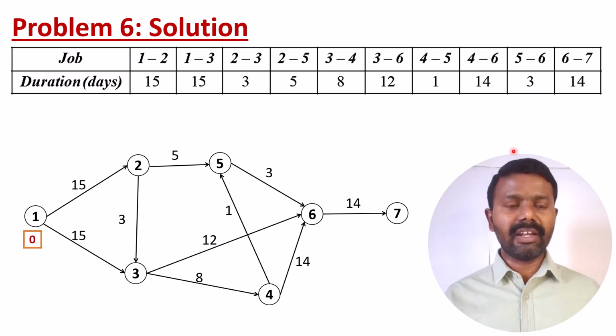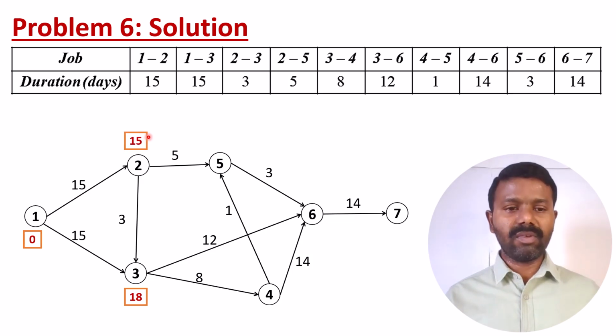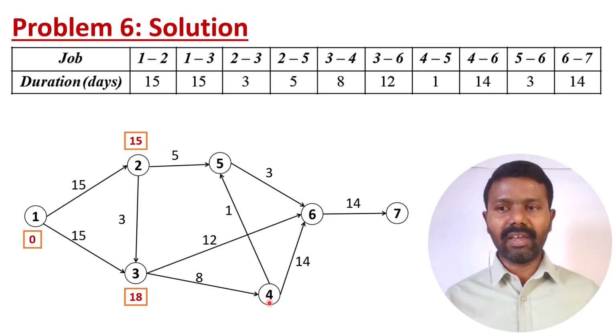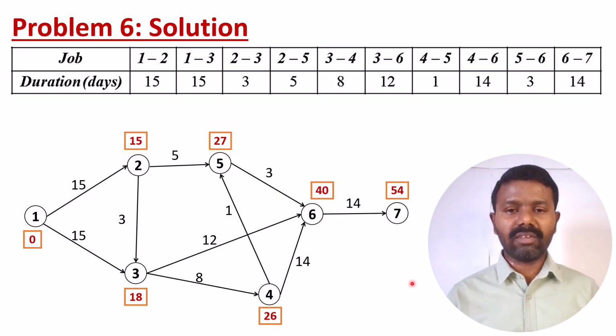So first we will be calculating the maximum duration in each node. So here it is 15, and here 18, because it will be coming this way, so that is 15, and 15 plus 3 is 18. Then if you come to 5, plus this duration also, going this way it will be around 27, because here it will be 18 plus 8 is 26, and then we will be going to this node, and 18 plus this way 26 plus 14, so here it will be 40, and then finally it will be 54.